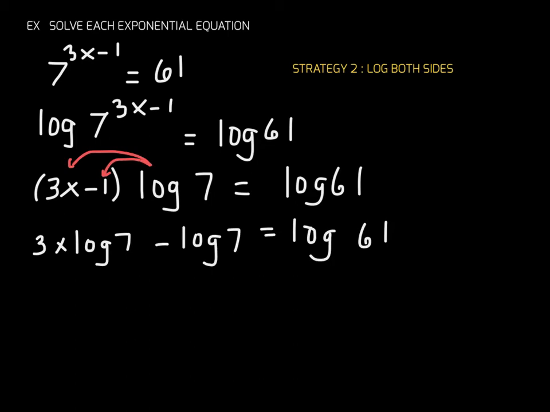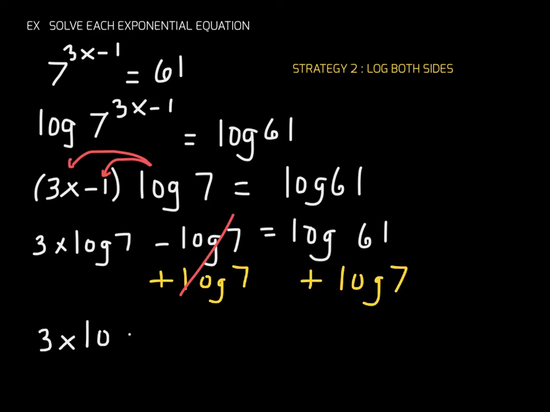Okay? Now, this term here is the only one that has a variable. So this is like my variable term. This term doesn't have a variable, so it's like a constant term. So you need to move that to the other side. How? By doing the opposite of subtraction, addition. So you're going to see me right now add log 7 to both sides, like that. Okay, I'm trying to isolate my variable. Cool. So this is what you have: 3x times log 7 is equal to log 61 plus log 7. Okay? Cool deal.